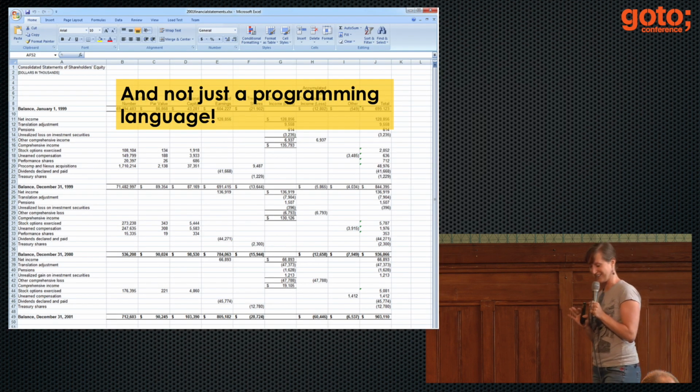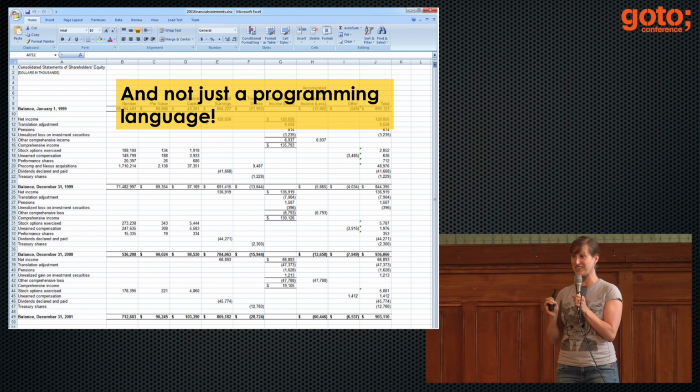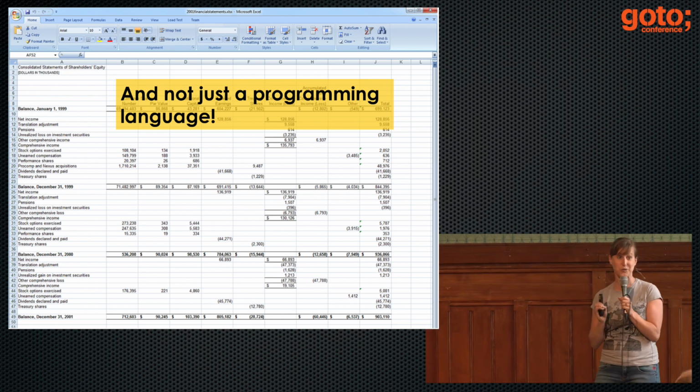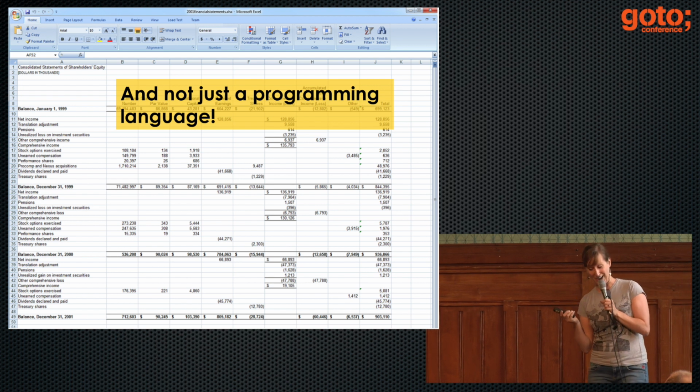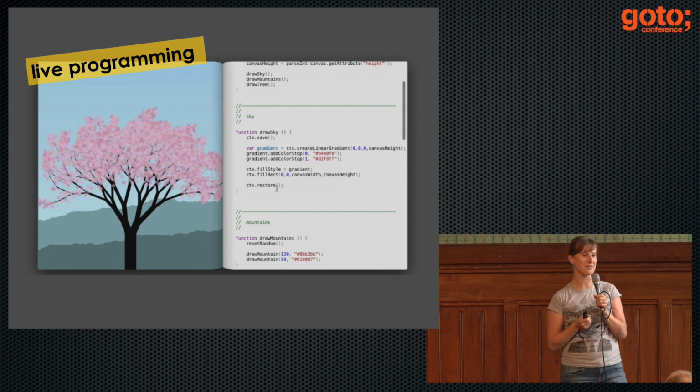But I'm going to go further than that. It's not just a programming language. Excel actually is the next programming language you should learn. Why? Resistance is futile. Why? First of all, spreadsheets are live programming.